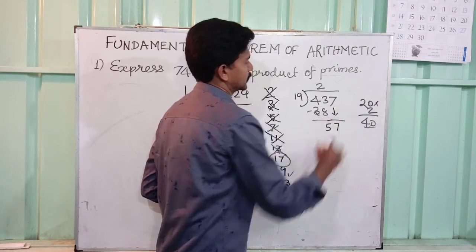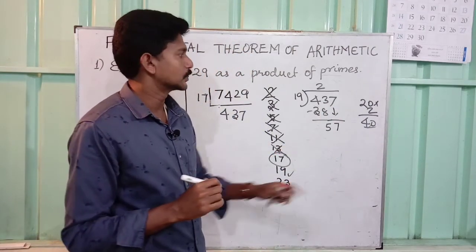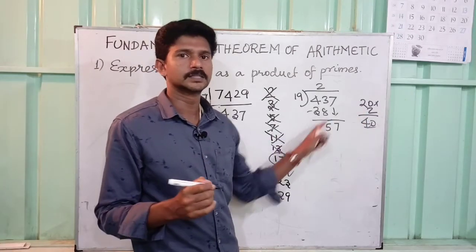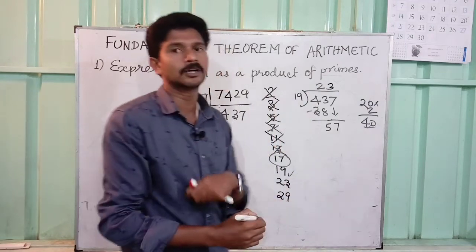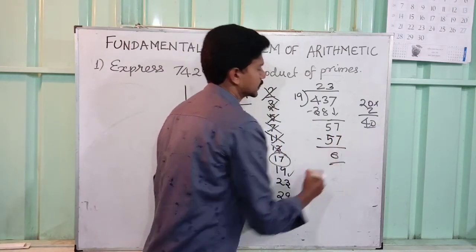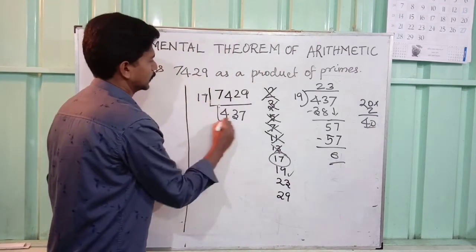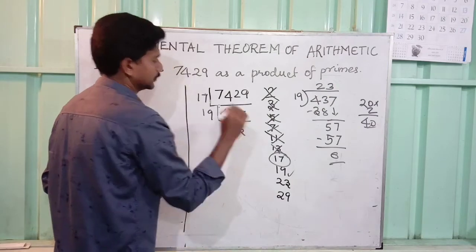Then we can put this 7 there. This is how we can round off to 60. So 3 times 20 is 60. So we can select 3 times. 3 times 19 is 57 we get. So remainder is 0. So if you divide by 19, we get the quotient as 23.